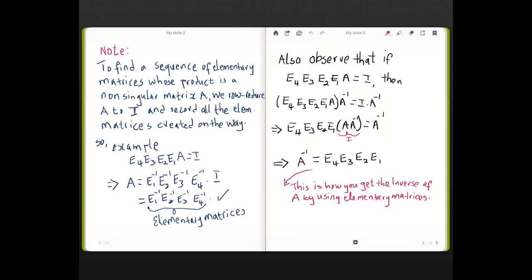So if I give you a matrix A and I say find the inverse of A using elementary matrices, what are you to do again? Step 1: Row reduce A to the identity matrix I and record all the elementary matrices created on the way. A inverse would simply be the last of the elementary matrices, one before last, E4, E3, E2, E1. That's all. And if I ask you to write A as the product of elementary matrices, this is what we have.